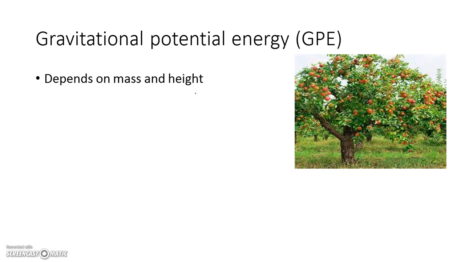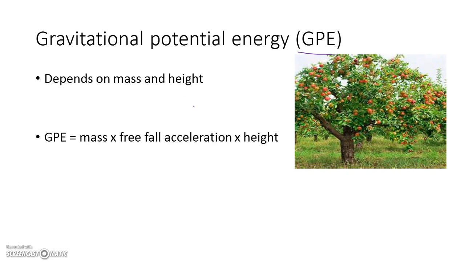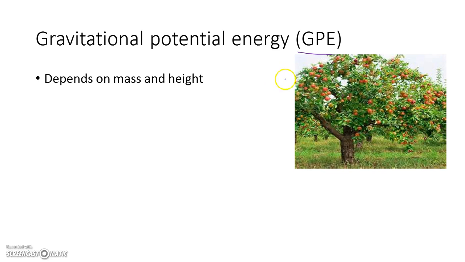Let's talk about that. Gravitational potential energy, or GPE, depends on mass and height. Okay, let's come back to that. All right, so mass and height. Let's say that this apple here, this is an apple tree, and this apple here, hopefully you can see that. Let me make it a little bit bigger. Okay, so that apple and that apple, they both have the same mass, but one of them is higher than the other one. So which one's going to have a higher potential energy?